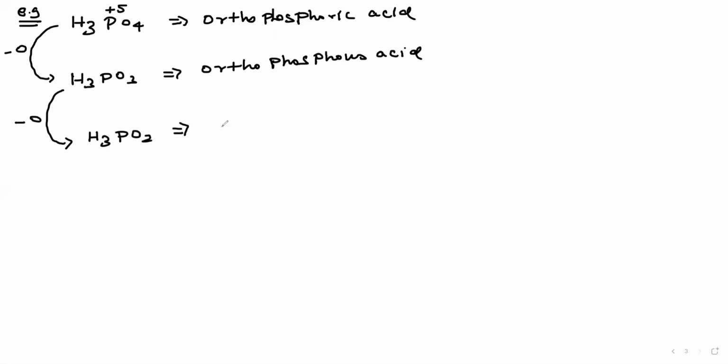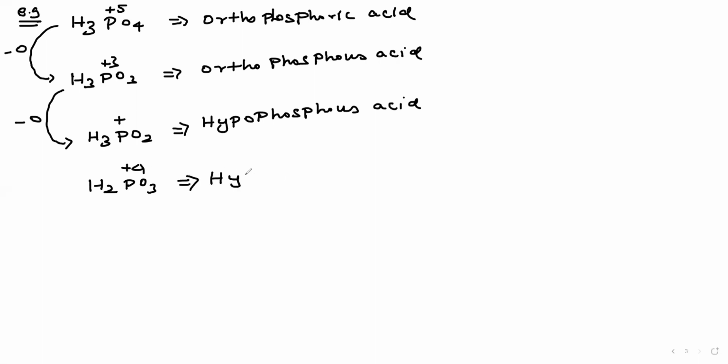H3PO2. This is called hypo, right? H3PO3 is +3, this is +1. Hypo means +1 or lower, hypophosphorus acid. Now the final one, H4P2O6 or H2PO3. This is +4. Therefore, this is hypophosphoric acid. Understand? Very simple.